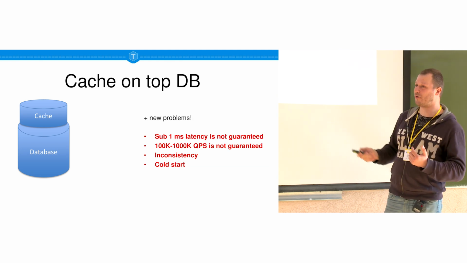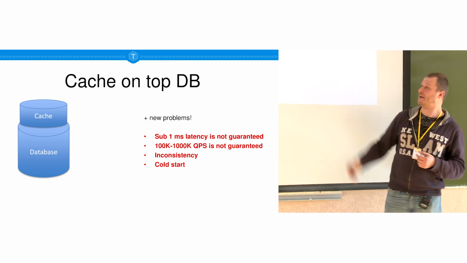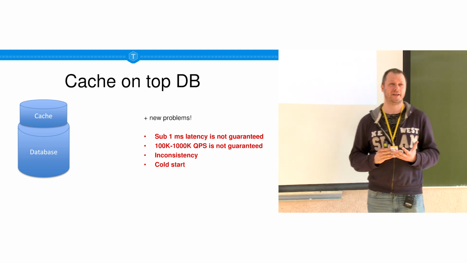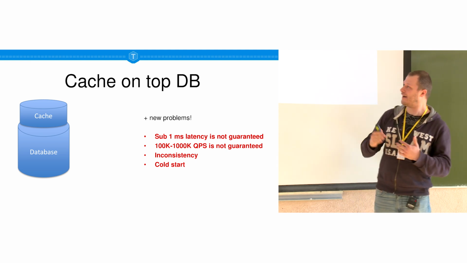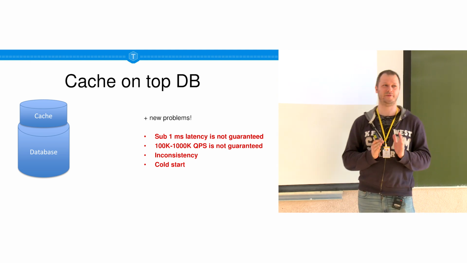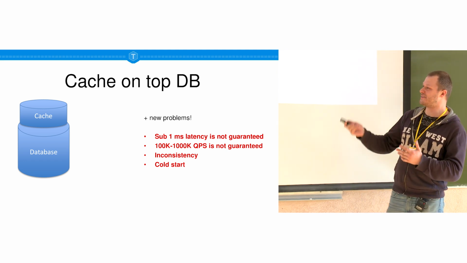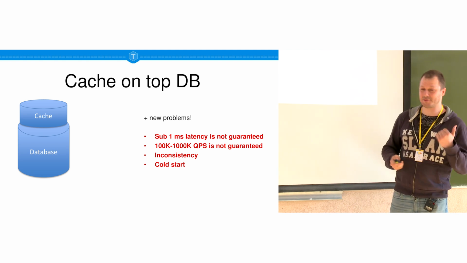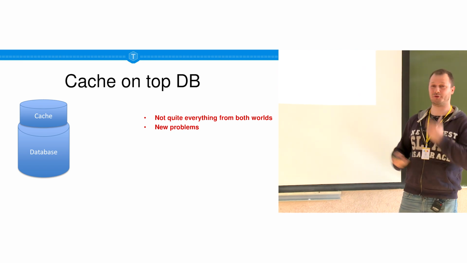Plus, you have some new problems like cold start or data inconsistency, because when you store information in two different sources, like in two different storage systems, that data may be inconsistent between them. So that is why this solution is used, but it is not very good. And that is why we came up with this idea that we need to fix it somehow.